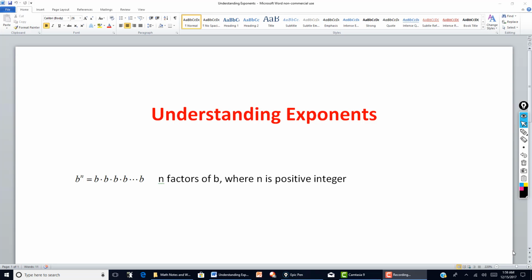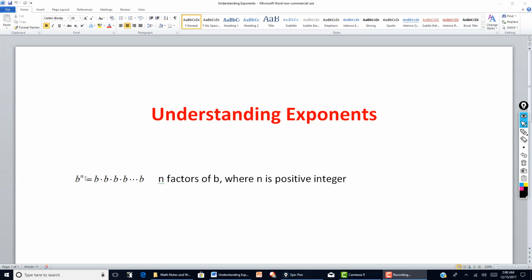Okay, in this video we're going to look at a very basic concept dealing with exponents. We'll focus on the definition of an exponent and how we can use this definition along with some other basic math facts to come up with some of the laws of exponents. So let's look at the definition.